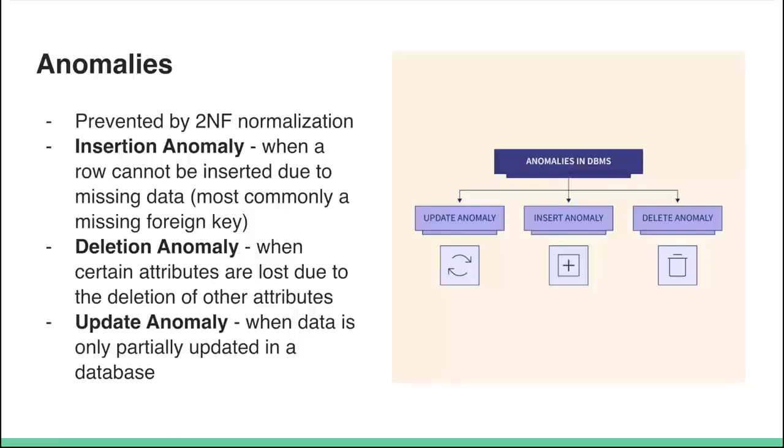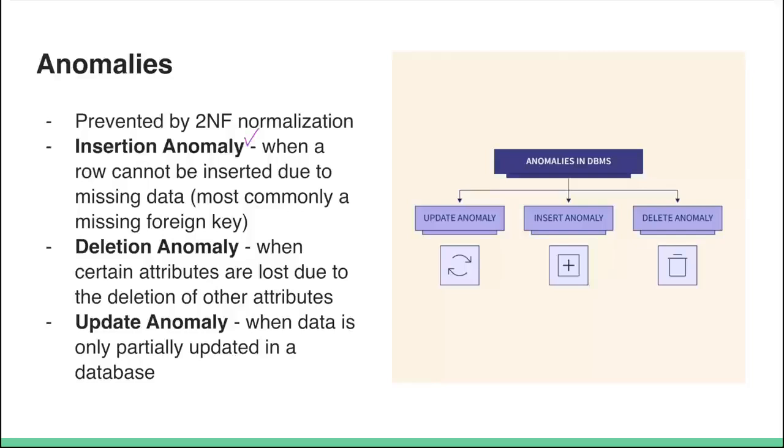Now, one last concept we need to talk about is anomalies. Anomalies are directly connected to the normalization done in the second normal form. Specifically, in working with the second normal form, we want to make sure there are primary keys on every table and that we don't have any partial dependence. If we don't normalize according to the second normal form, we have three possible anomalies, which are basically problems that can arise. The first is the insertion anomaly.